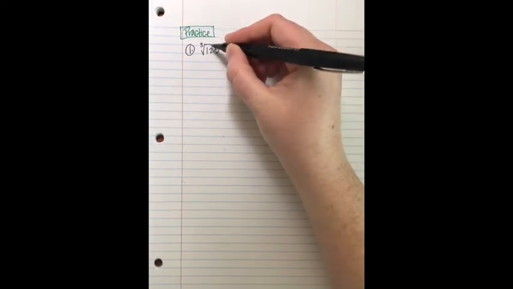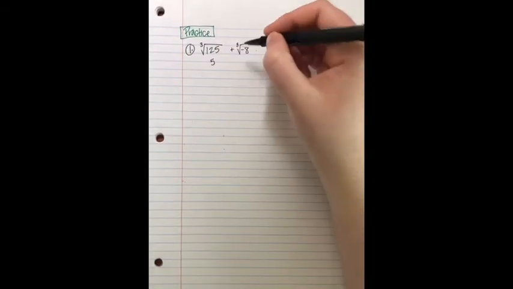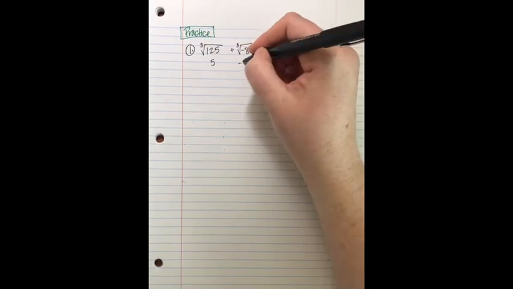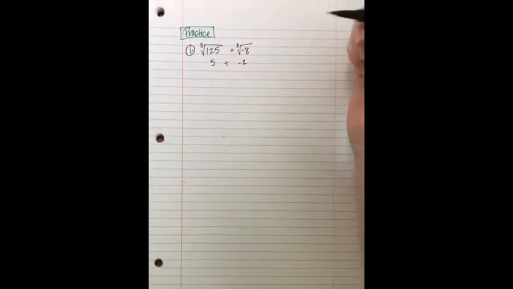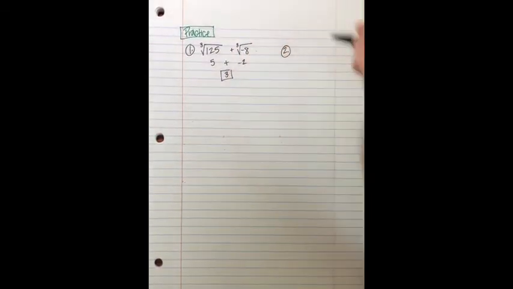Something cubed is 125, and that's going to be 5. Something cubed is negative 8, and that's a negative 2. So I'm going to add those two things together. 5 plus negative 2 is 3. Okay.